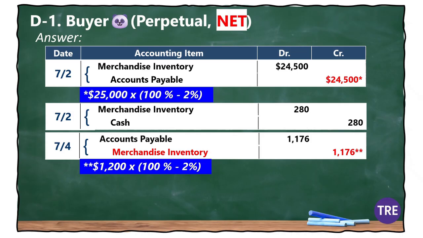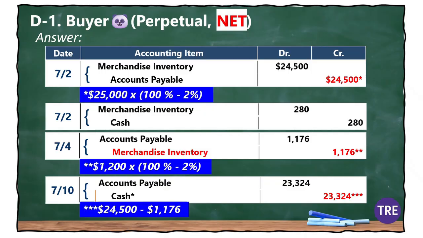On July 4th, goods worth $1,200 are returned, recorded net of discount at $1,176. Both accounts payable and inventory decrease. On July 10th, the buyer pays the balance. Accounts payable of $23,324 is cleared, and the same amount is paid in cash.